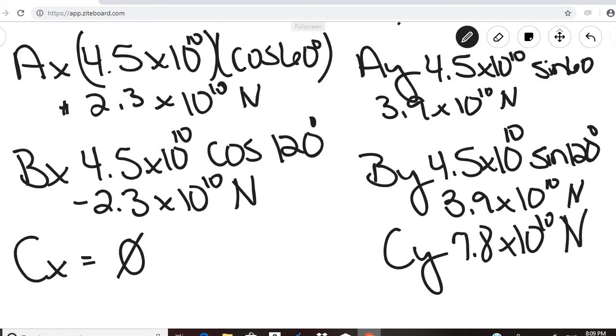Okay, so in the end, this really is just a one-dimensional vector then, because there's no x component, and there's only a y component. So for this particular problem, the vector will point straight up, and it will point straight up at 7.8 times 10 to the 10 newtons. Okay, so there is no x component for that.